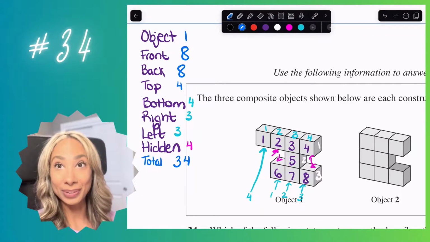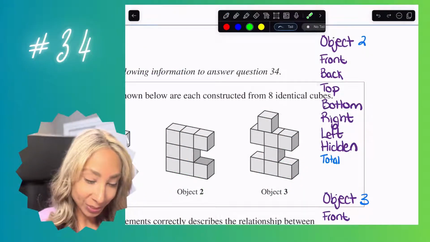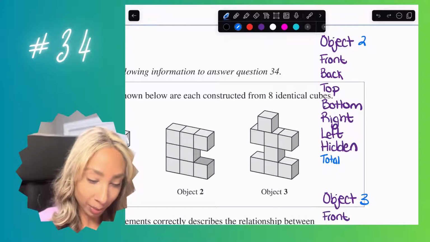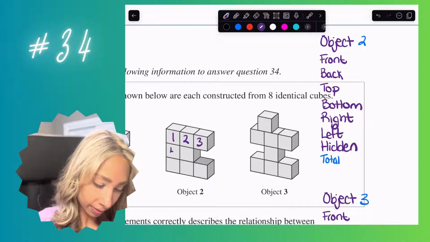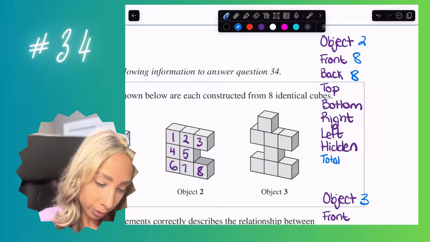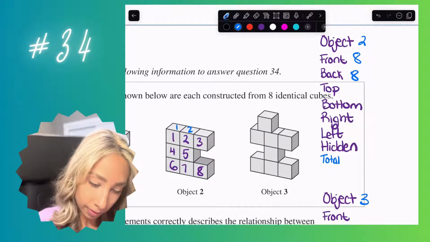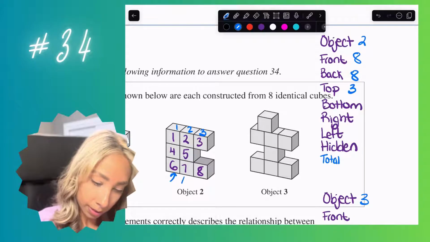Okay, let's do object 2. Object 2 here. So same idea, right? We're going to count the same things for every part. So our front is going to be 8, which means the back will also be 8. Now our top is going to be 3.